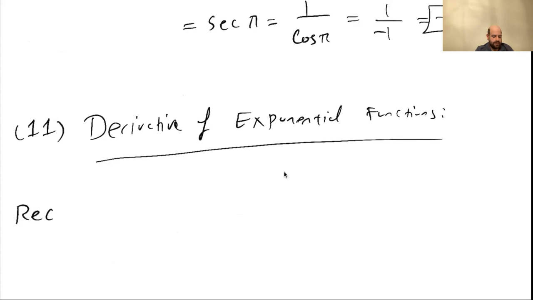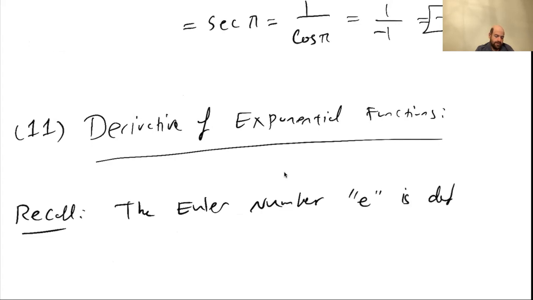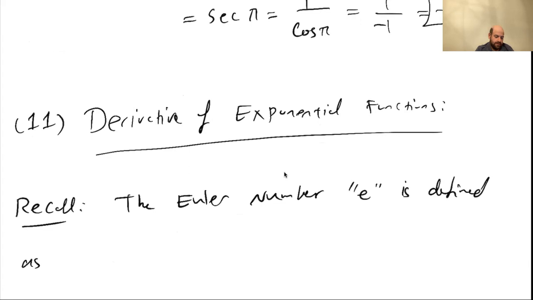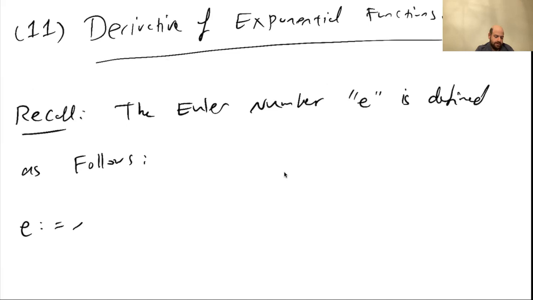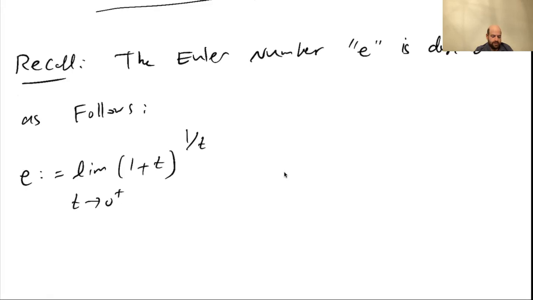So let me give you a recall. The Euler number e is defined as follows. So e, we can define it as the limit of 1 plus t to power 1 over t as t approaches 0 plus. Okay, so limit 1 plus t to power 1 over t as t approaches 0 plus.